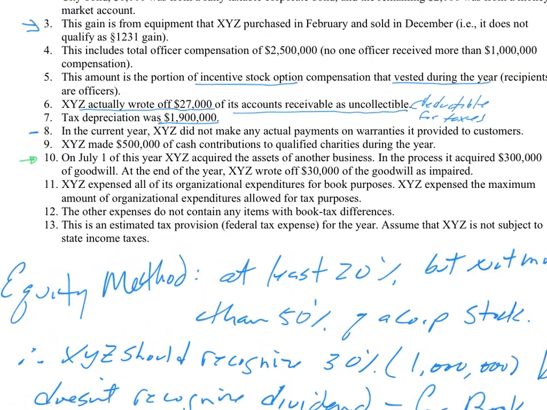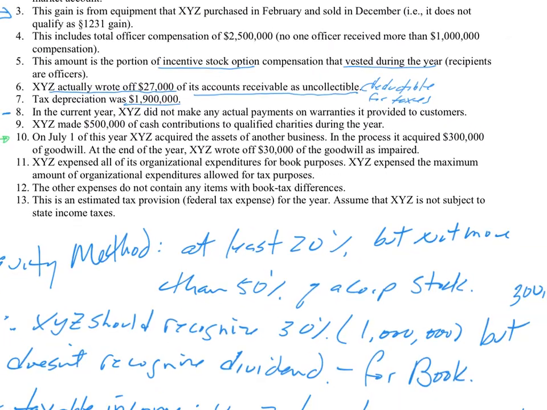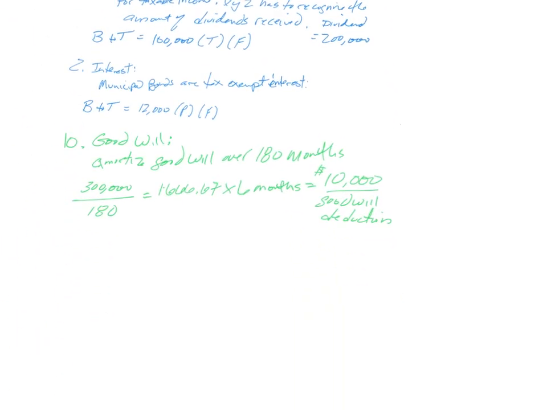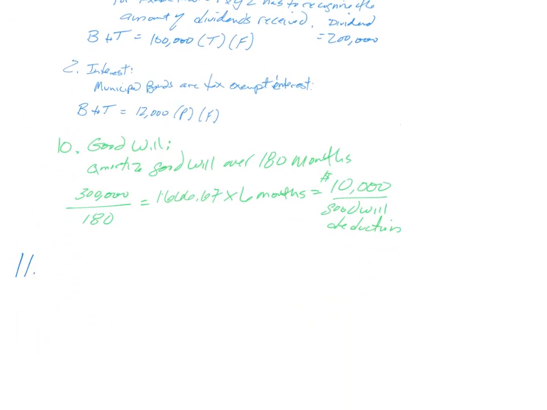Okay, so we've got to scroll back up and make that big enough that we can see it. All right, so item 11, XYZ expensed all of its organizational expenditures for book purposes, and they expensed the maximum amount allowed for tax purposes. Okay, so they expensed everything that they spent for book purposes. It's very important to us. All right, so let's scroll down and talk briefly about organizational expenditures.